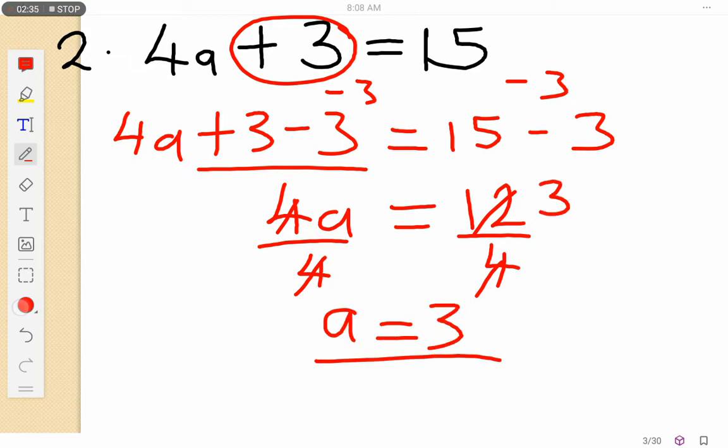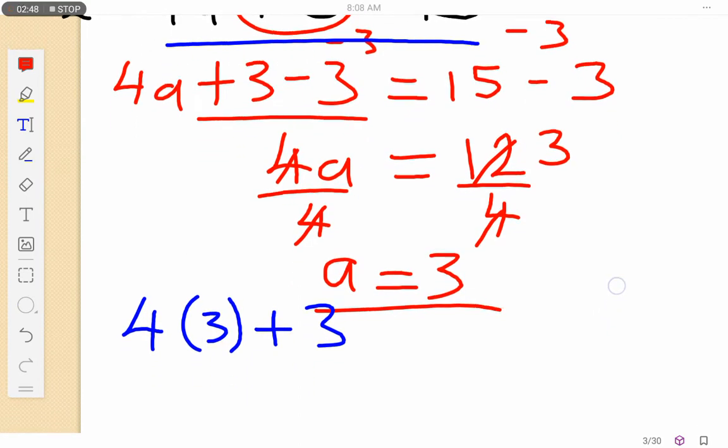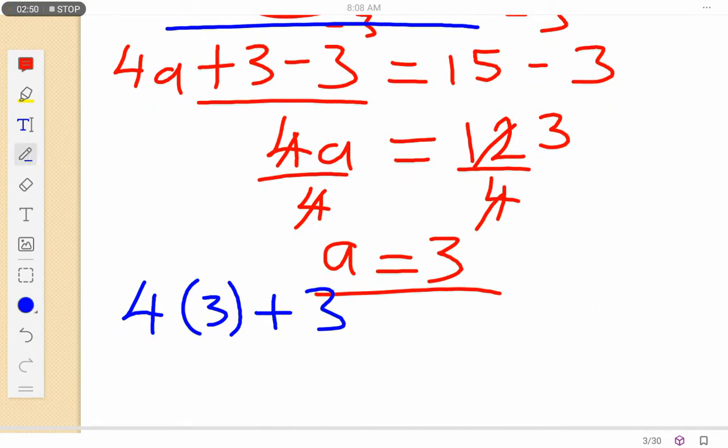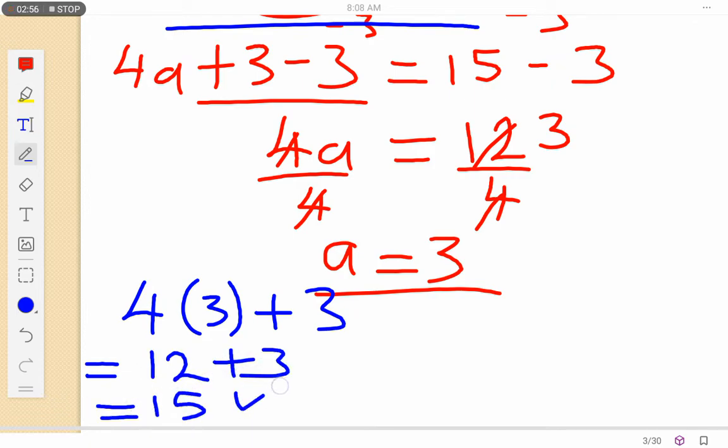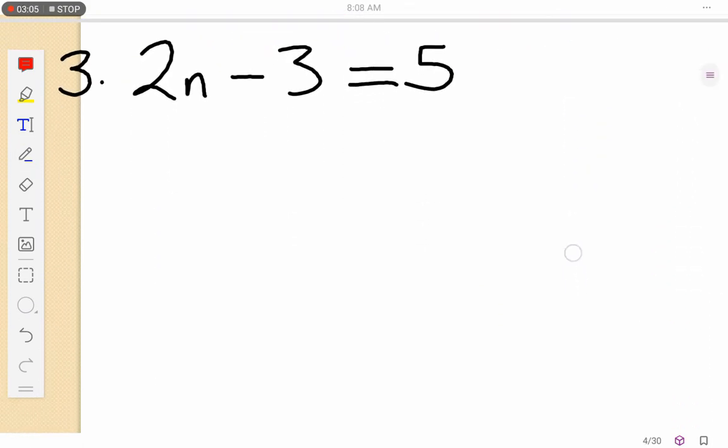Okay, now let's check our answer. We are going to use this equation there. So I have 4 times a plus 3, our a is 3. So 4 times 3, we get what? This is equal to 12 plus 3. 12 plus 3, we get 15. So if you go back, our equation is saying it's equal to 15, so it is balancing. Let's move on to the next equation.